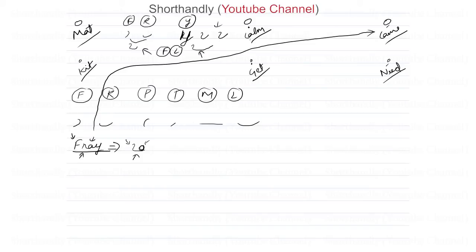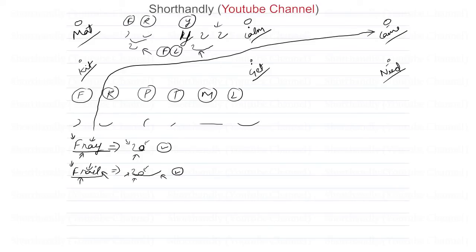Let's take another word, frail. Again, F character, then R character, then A vowel, then final L. So the frail word will be made like this. This is F, this is R, this is A vowel, then we have this final L. So this is our word frail.